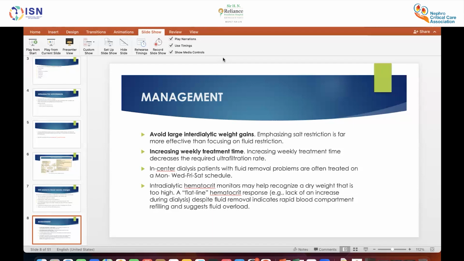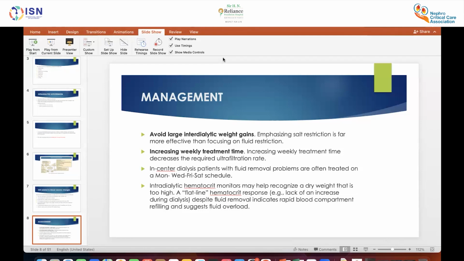So how will it be reflected? Let us say that at the initiation of dialysis, the hematocrit is 0.44. Now after dialysis, it has increased to 0.48. That indicates that the refilling rate is not proportionate. So you reduce the ultrafiltration rate, either by reducing the ultrafiltration goal or by increasing the duration of the dialysis.